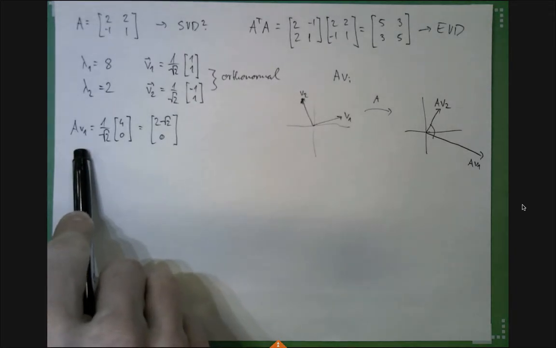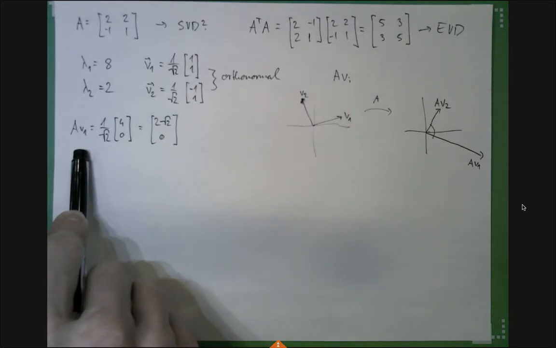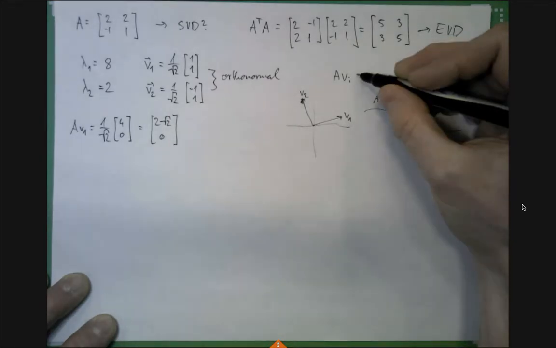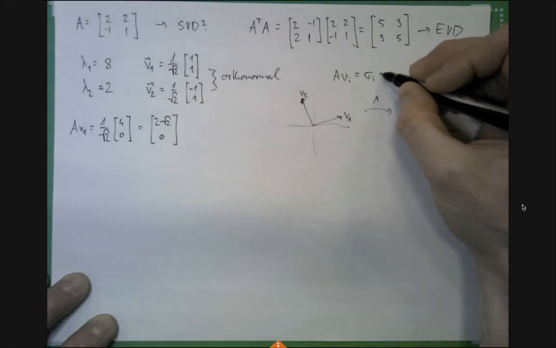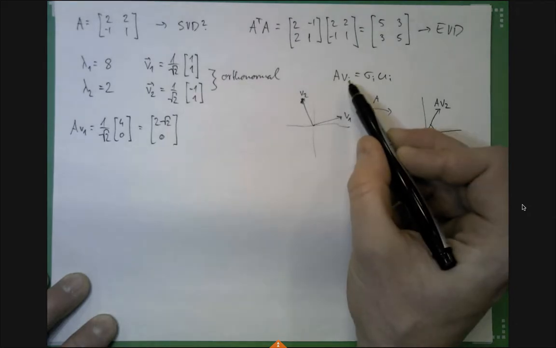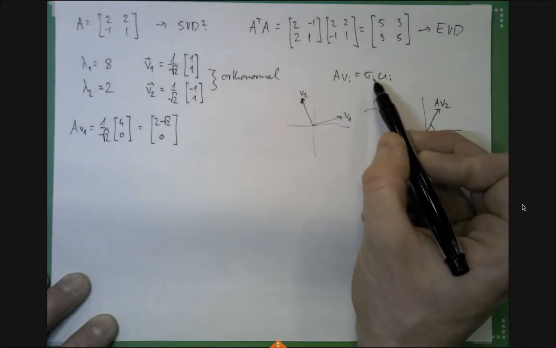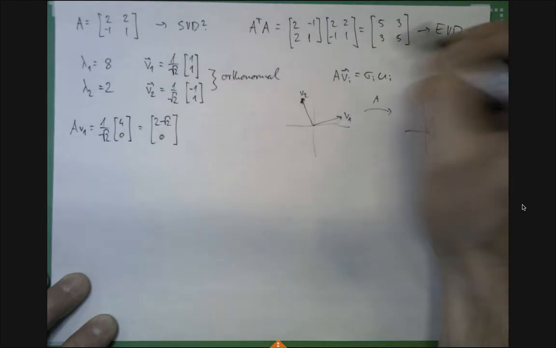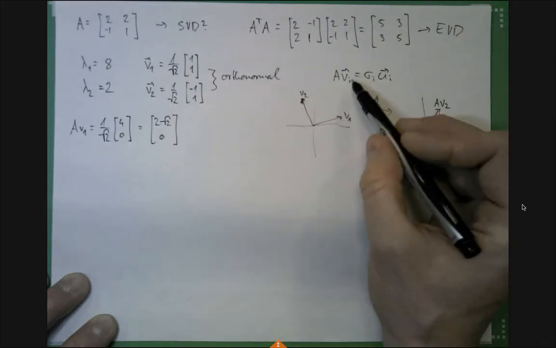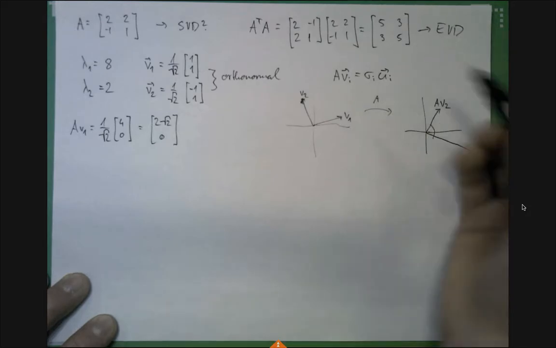And this thing is almost the left singular vector. I hope you remember the relationship A v_i equals sigma_i u_i. That's the relationship between the right singular vectors, left singular vectors, and the singular values. Let me give this arrows to make it clear that these are vectors, and this is the singular value.